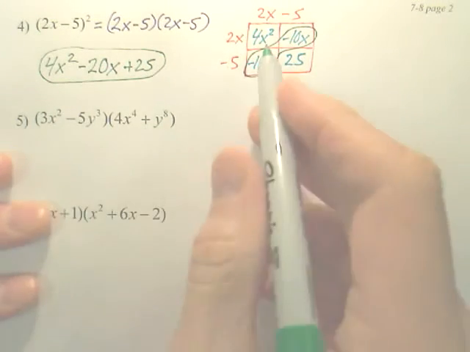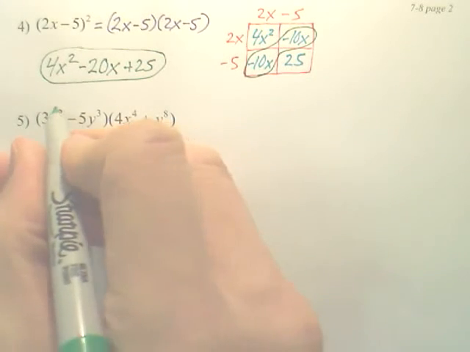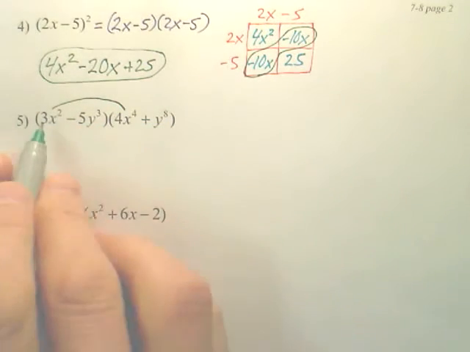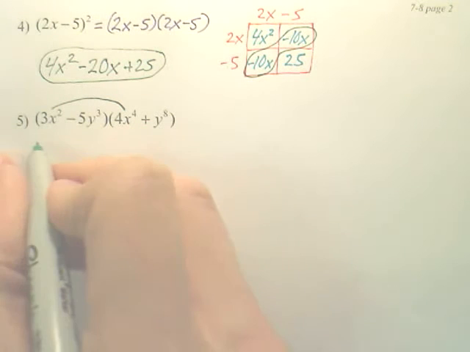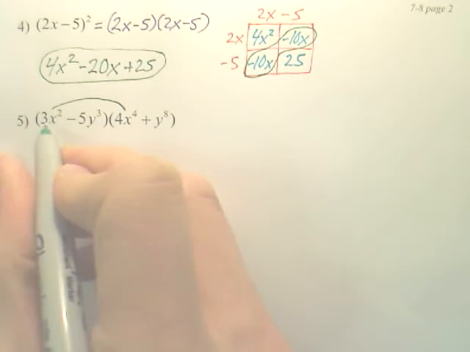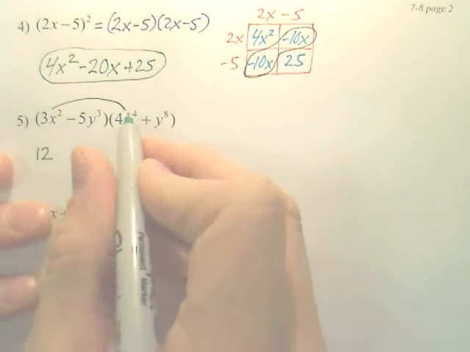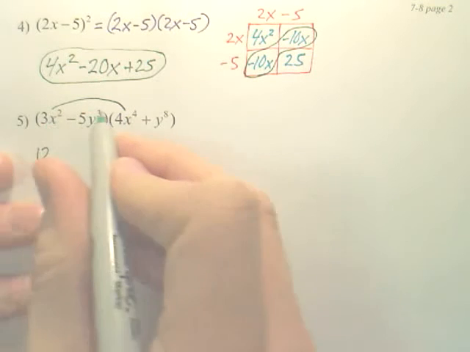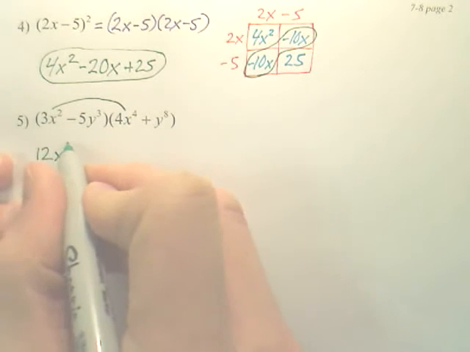Alright, this one, we could do the box or we can do FOIL. I'm going to do FOIL. We're going to multiply this times this, so 3 times 4 is 12. And then x squared times x to the fourth, you should notice is, you add the powers, so that's going to be x to the 6th.